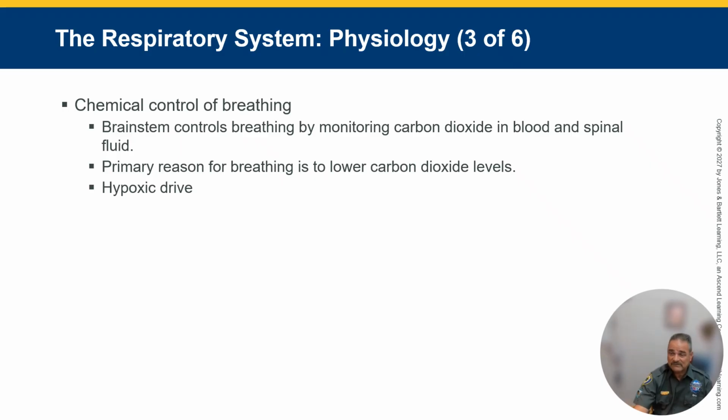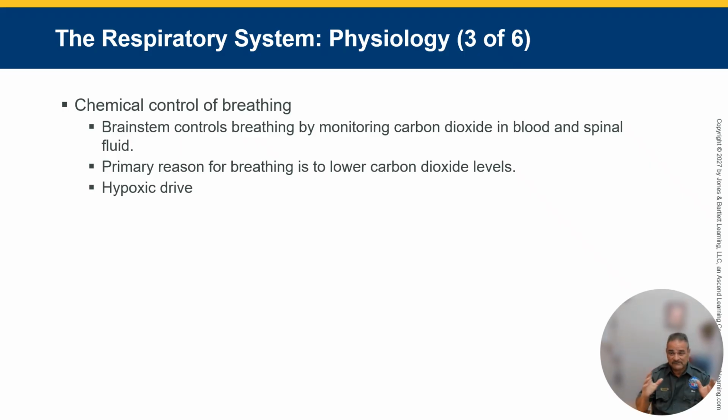The primary reason for breathing is to lower carbon dioxide levels, not to increase oxygen levels. Listen to that. The primary reason for breathing is to lower carbon dioxide levels, not increase oxygen levels. We are carbon dioxide dependent. That is our trigger mechanism because that's what those carotid artery sensors tell us to do. When that carbon dioxide builds up, it says, hey, breathe faster. Does that make sense?